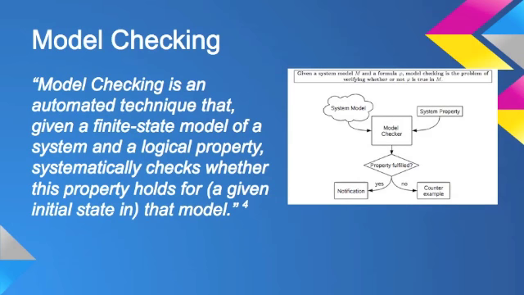One formal method is model checking. Model checking is an automated technique that, given a finite state model of a system and a logical property, systematically checks whether this property holds for a given initial state in that model. As you can see in the example to the right, it shows how the model checker works. It gets a system property and the system model, and if the property has been fulfilled, it notifies, and if it doesn't, it gives a counterexample.